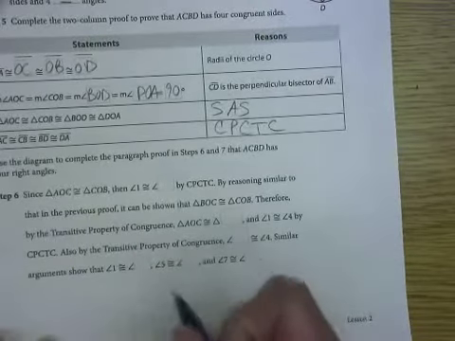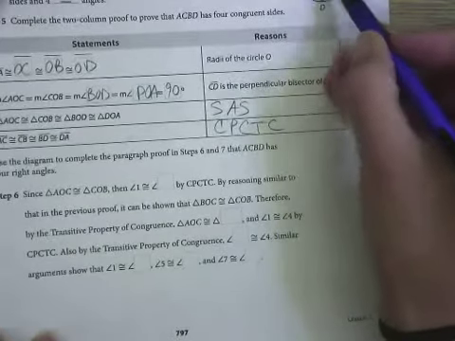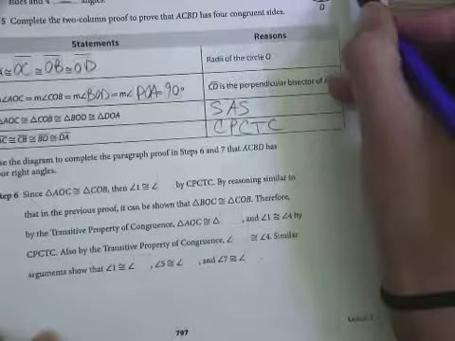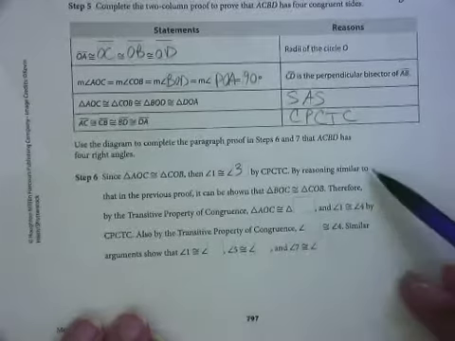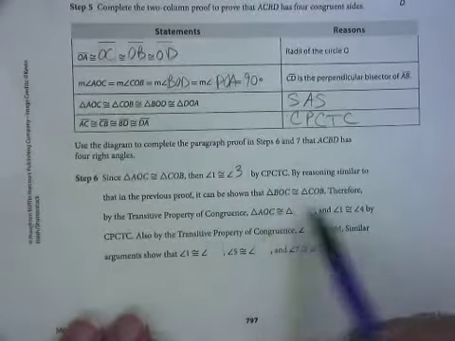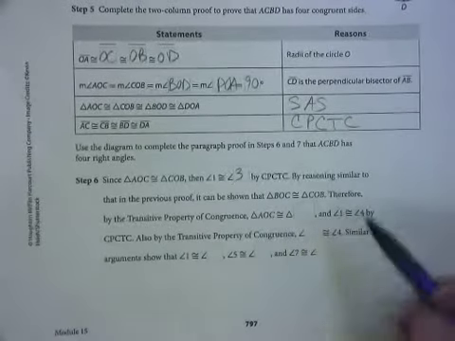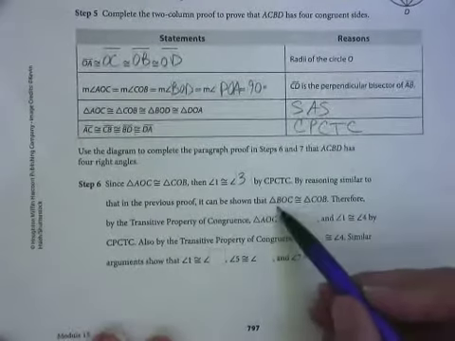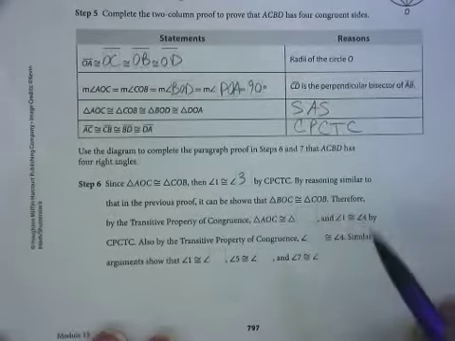So now we have to continue. We've shown that the quadrilateral has 4 congruent sides. Now we need to show that the quadrilateral has 4 congruent angles. If I use reasoning similar to what I did in the previous proof, I can show that triangle BOC is congruent to triangle COB. And you might be thinking to yourself, well, that's kind of silly, Mrs. Clouse, that's the same exact triangle. Of course it's congruent to itself. But notice the order. The order is very important.